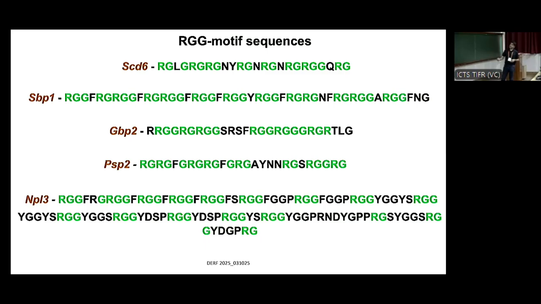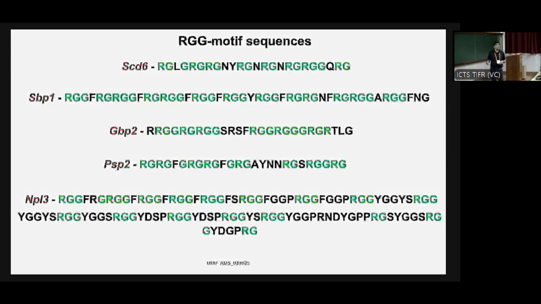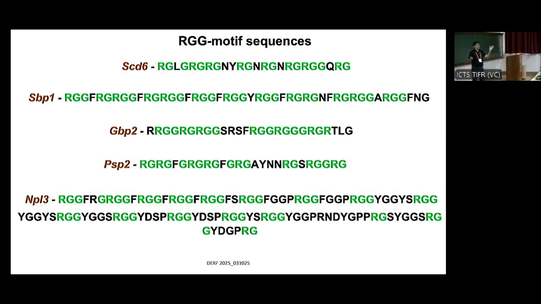I'm giving you just a glimpse of the low complexity RGG motif in each of these proteins. In green, arginine and glycine residues have been highlighted. You can see that these regions are actually a very small part of the protein, anywhere between 40 to 60 amino acids, while most of these proteins are 300 amino acids or more. And you can appreciate the overrepresentation of arginine and glycine residues in these proteins. These are some of the proteins that we focus on in our lab.